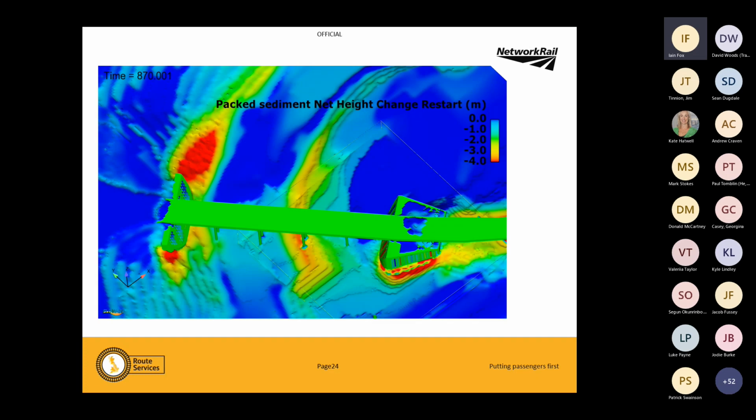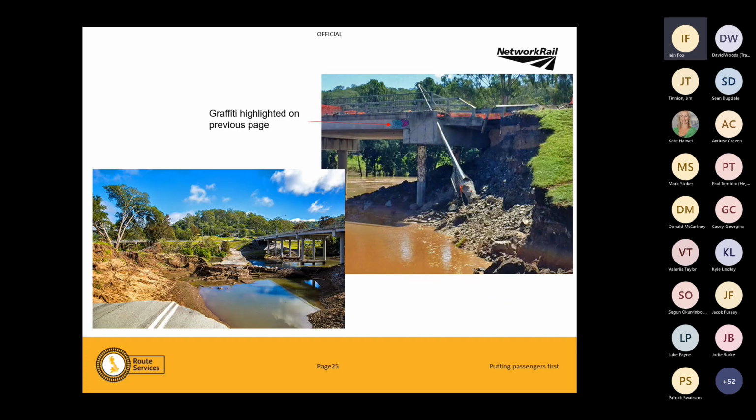So we ran the model again. What we've got now is the right-hand pier, where we've got the graffiti, and it shows that we've got massive scour at this front corner, and we've also got some scour over on the other bank. So again, on the inside of a bend, you don't expect there to be scour. So again, back to Australia. Okay, can you give us an idea of what's going on? Because that doesn't look right on the inside of a bend. And they sent us these photos.